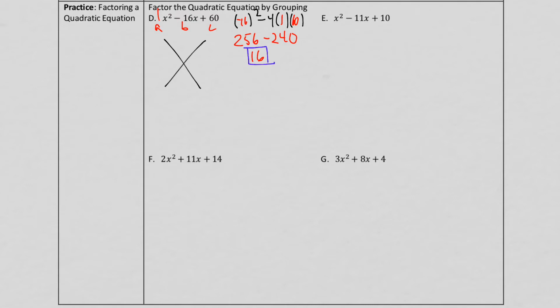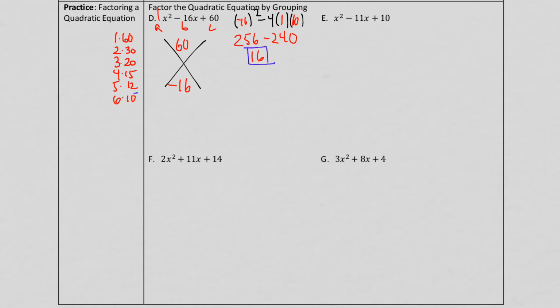And going through my steps from above, up here is a times c. So in this case, it's 1 times 60. Then down here is my b value, so it's negative 16. Then making a list of all of my factors of 60, which there are a bunch. It's 1 times 60, 2 times 30, 3 times 20, 4 times 15, 5 times 12, 6 times 10. So those all make 60. Which of them do you think can combine to make 16? And I'm looking at 6 and 10.